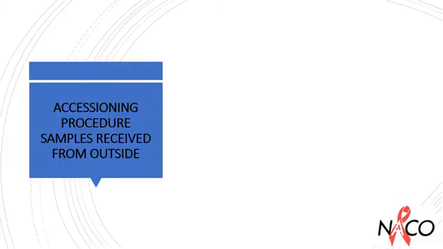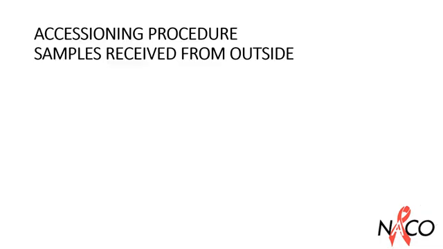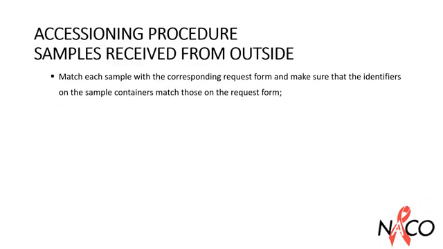Accessioning procedure for samples received from outside. All samples should be accompanied with test request forms. The samples must be shipped to the laboratory under conditions that are appropriate for subsequent processing, culture, and testing. Unpack the patient samples and the requisition forms. Match each sample with the corresponding request form and make sure that the identifiers on the sample containers match those on the test request form.